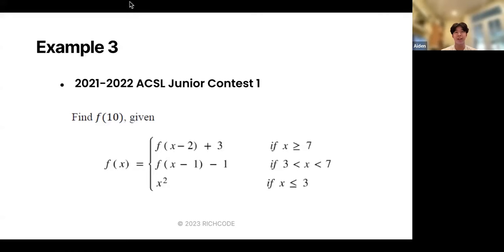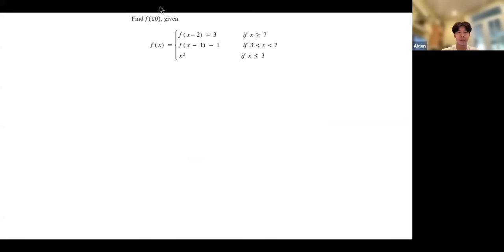It's okay if you didn't get the answer yet, but for the sake of time, I'll just explain how I did it. And for those of you saying 12, that is correct. This is why. If you look at f of 10, you'll notice that since x is equal to 10, it qualifies for the first equation up here, which is f of 10 is equal to f of 10 minus 2, which is 8, and then plus 3.